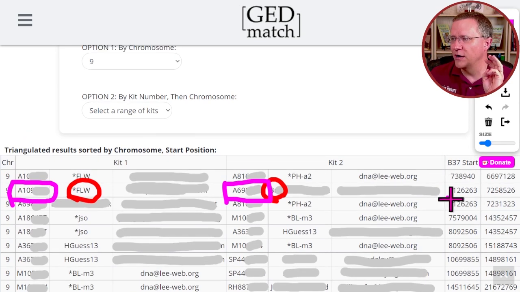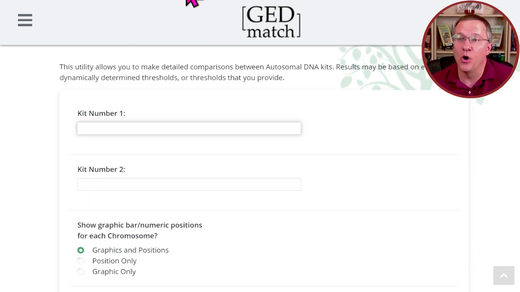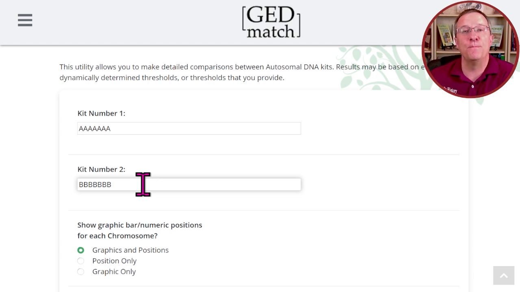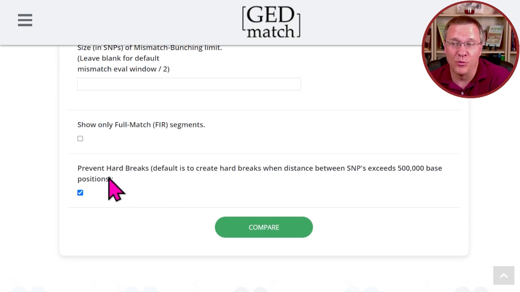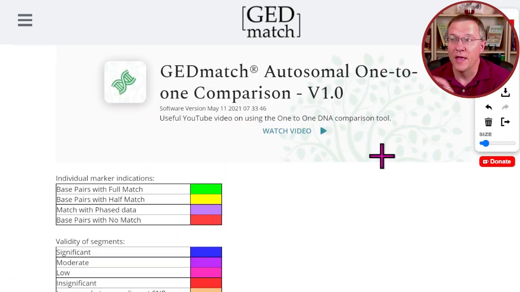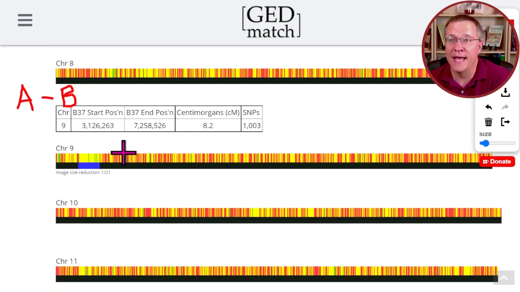Now, if I'm looking over here, the start and the end of this triangulation segment is what is important. You'll notice here is 3.1 million to 7.2 million. So I have my 3 kits. Now I'm going to go over to the one-to-one tool. And for the one-to-one tool, I'm going to put in person A and person B. And then I'm going to go down, and usually I click on the prevent hard breaks, and then I'm going to compare. This is the results of person A and person B. If I scroll down to chromosome number 9, I can see that they do have a match there.